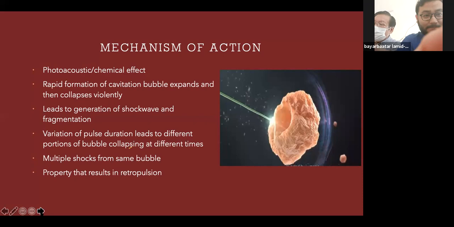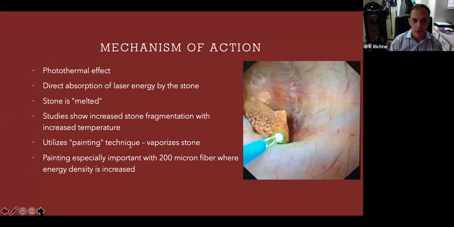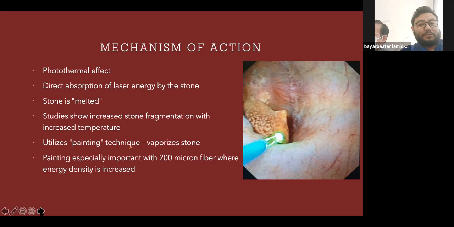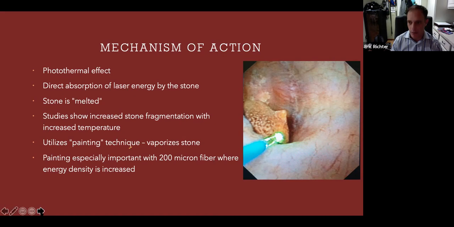Okay. So the other mechanism by which lasers work on stone is called the photothermal effect, thermal meaning heat. So that's a direct absorption of the laser energy by the stone. And you can almost think of it as melting or vaporizing the stone. And so studies show that the more you can increase the temperature, the more you can fragment the stone. And so this is also a property of those high-powered lasers like you have now.